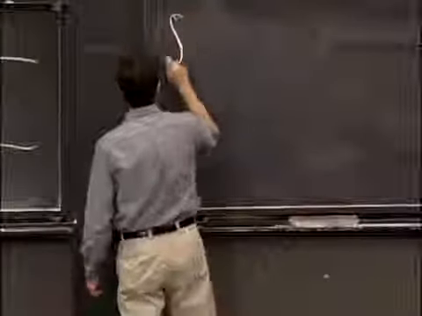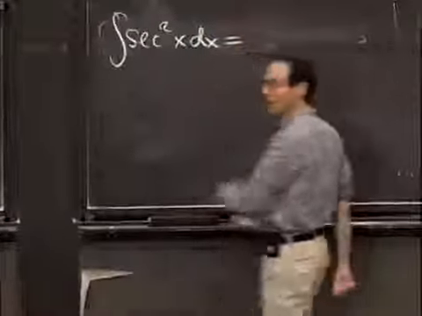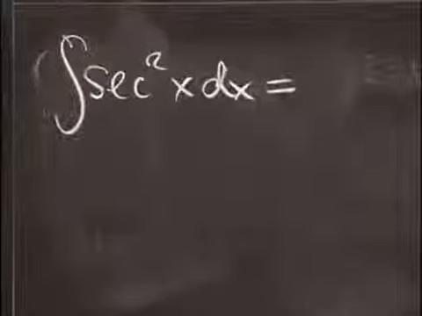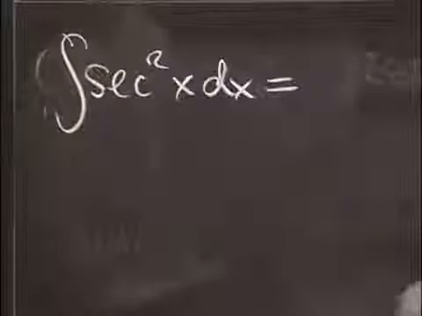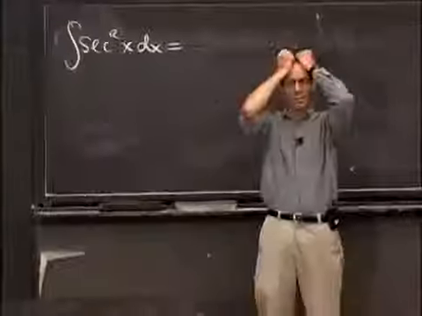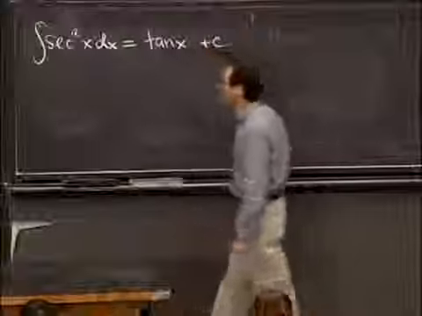The integral of secant squared x dx. Well, these are supposed to get you to remember all of your differentiation formulas, the standard ones. So this one, the integral of secant squared dx, is what? Tan x. And here we have plus c, all right?